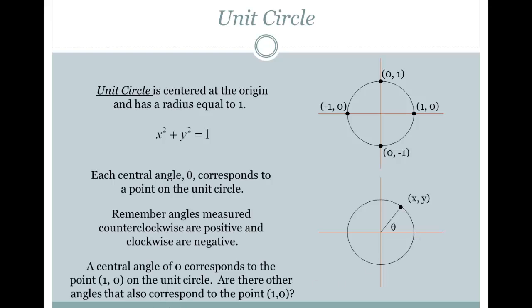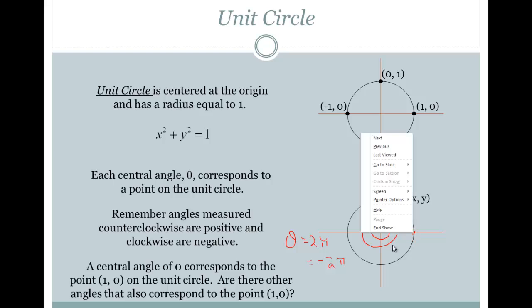Are there other angles that correspond to that point? Well, you should understand that there's an infinite number of angles, because obviously 0 is one, but if I started here and I went all the way around like that, where theta was equal to 2 pi, I'm right back over here. Also, if I had theta equal to negative 2 pi, it would be the same thing, except I would have gone in this direction. Still back at that same point right there on the curve.